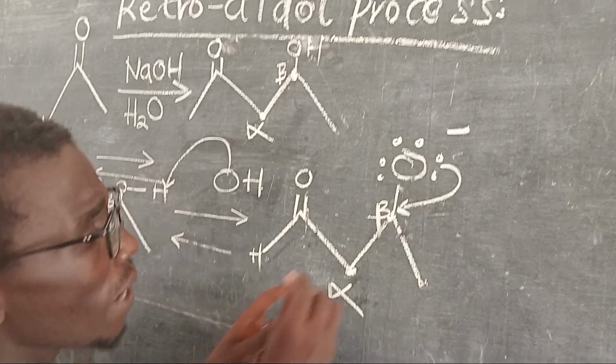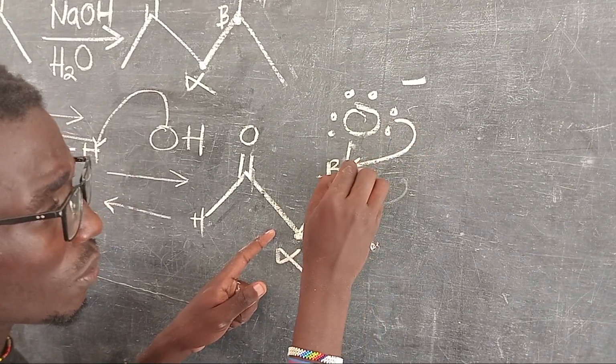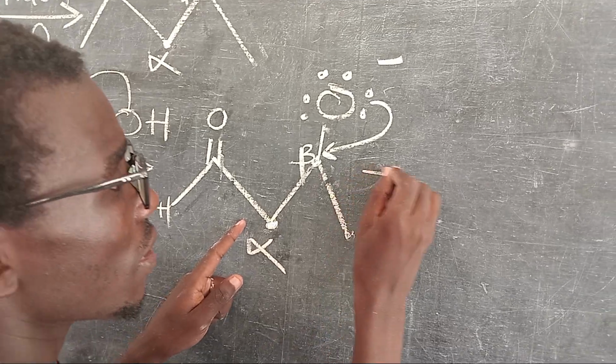Now, the presence of the pi bond here. Remember, the lone pair of electrons is coming to generate a pi bond here. Let me actually illustrate it here.